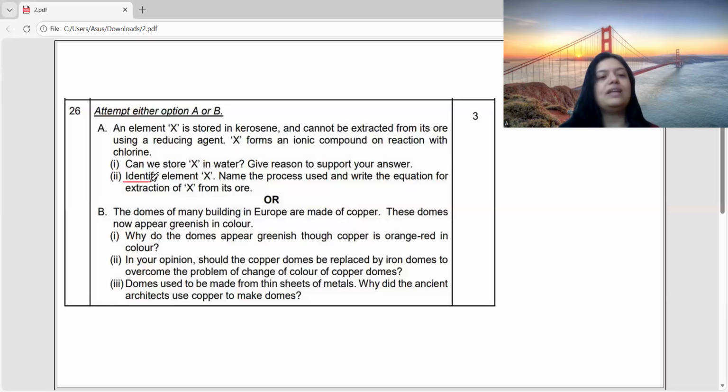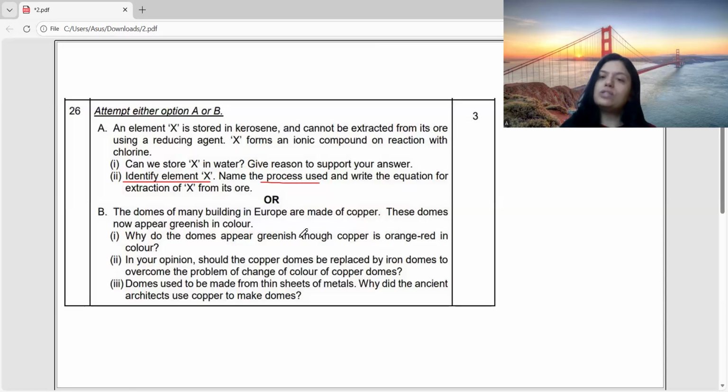Number 2, identify the element X. Now it's very obvious that it's written that element is stored in kerosene. So as per your textbook, you have these kind of exceptional metals. So this answer should be sodium. Name the process used. Write the equation for the extraction of X from its ore.